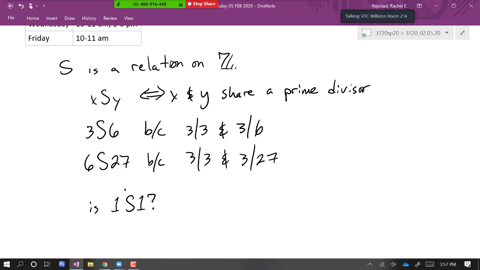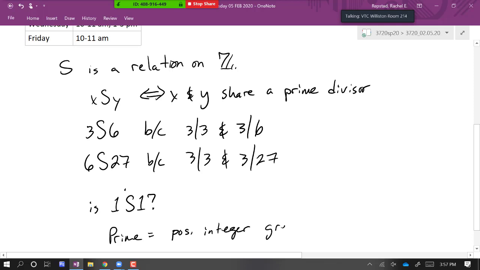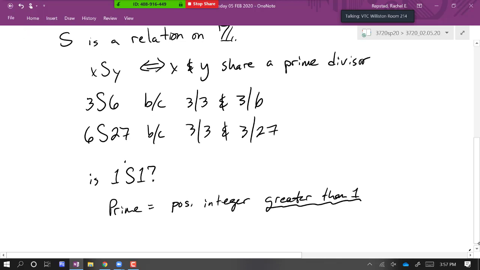But if you look up the definition of a prime number, it says a prime is a positive integer greater than 1 whose only divisors are 1 and itself.